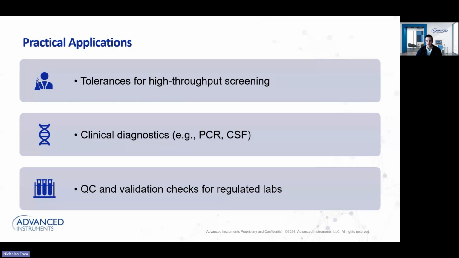In general, we went over tolerances and how to set them, but I really want to stress again that we have practical applications for these. Depending on what area of the lab you're working in, what workflow you're ultimately working with, the tolerances are going to change. The tolerances for high-throughput screening are going to be different from clinical diagnostic, or from QC validation and calibration checks for regulated labs. So really be mindful.